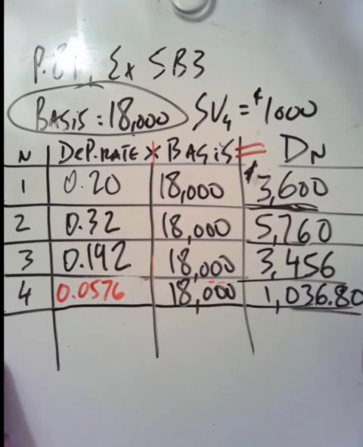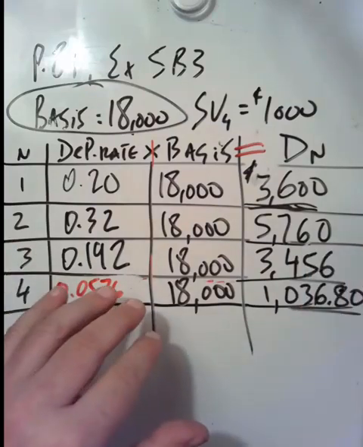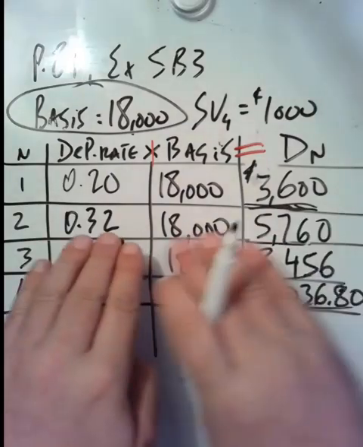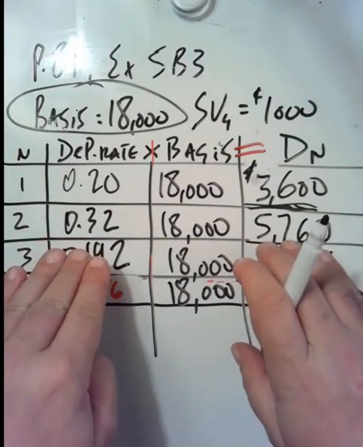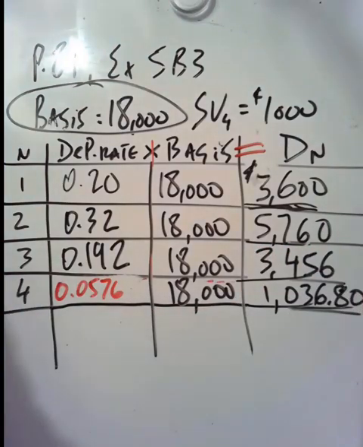$1,036.80. So if I ask you, what is the amount of depreciation recorded at year 2 for this asset? All that you needed to do was to find this number, 5,760.